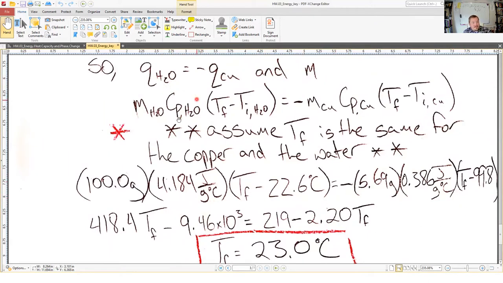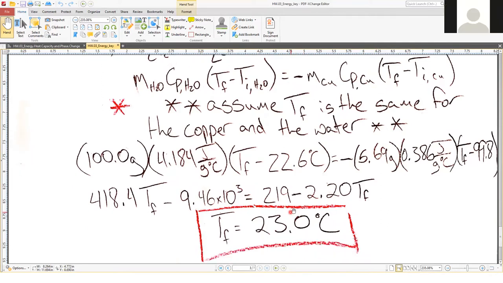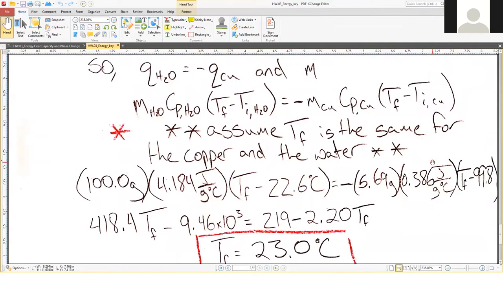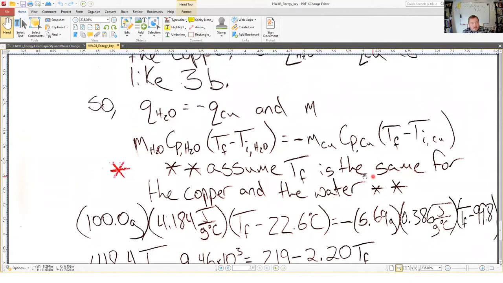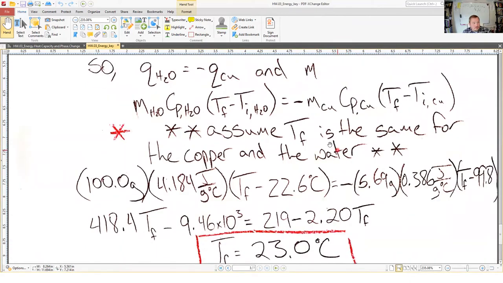So this one, the trickiest thing was realizing that you could set the two equations equal to each other and combine your equations that way. Could I have solved them separately though? Not really, because if you don't know what TF is, then you can't get Q. Oh, so we didn't have Q. You were correct. We were missing Q and we were missing TF. Okay, but we don't need Q if we can set these two things equal to each other. Yeah. All right, thank you. No problem.